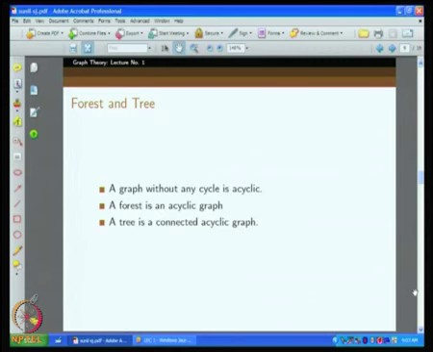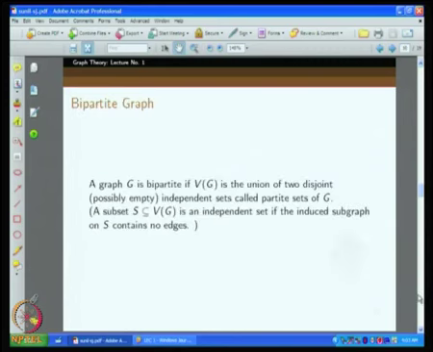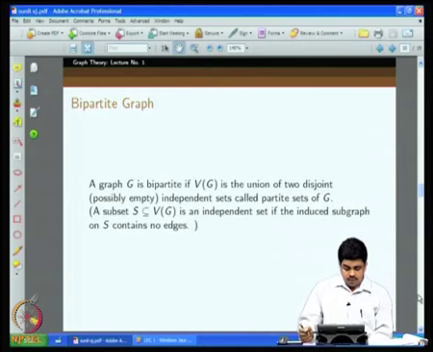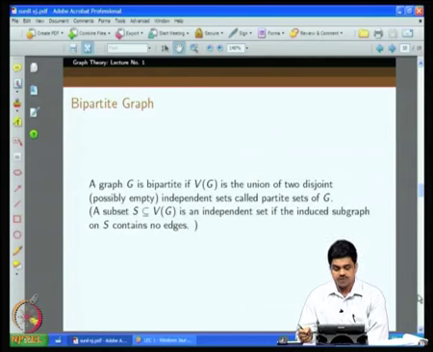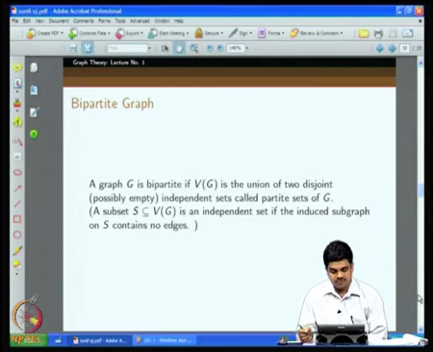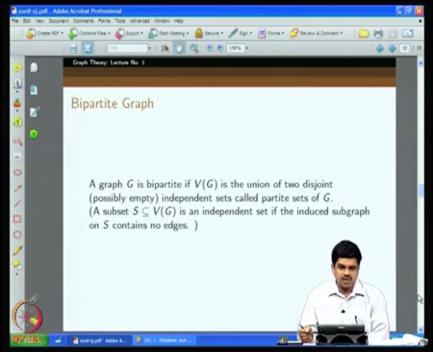The next notion I want is that of a bipartite graph. We say that a graph G is bipartite if its vertex set is the union of two disjoint, possibly empty independent sets called partite sets of G. What do I mean by independent sets? If I consider a subset of a graph and look at the induced subgraph of it, and you do not see any edge in it, then it is called an independent set of that graph.